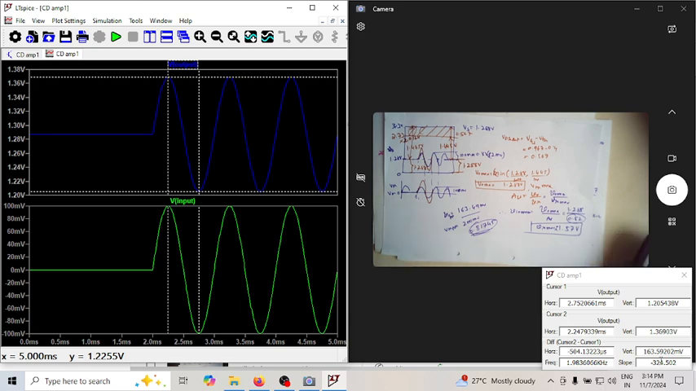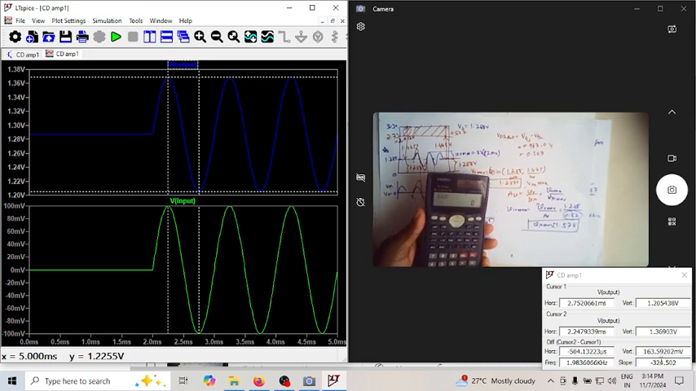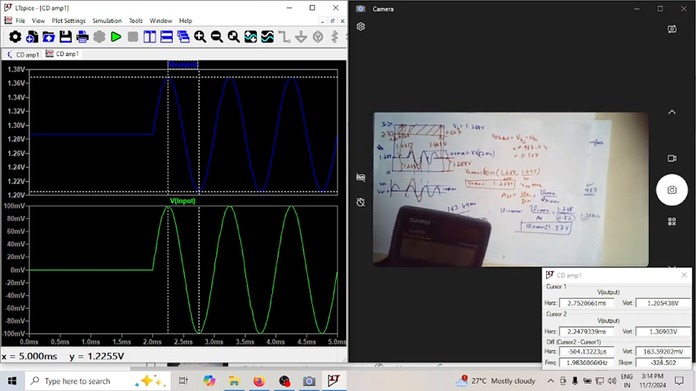Now if you find the ratio of 163.59 divided by 200, can you see the gain is 0.8175. This is the gain of the amplifier.